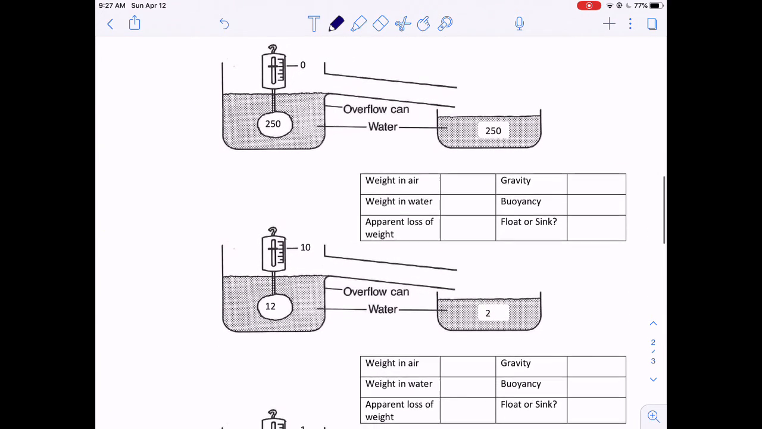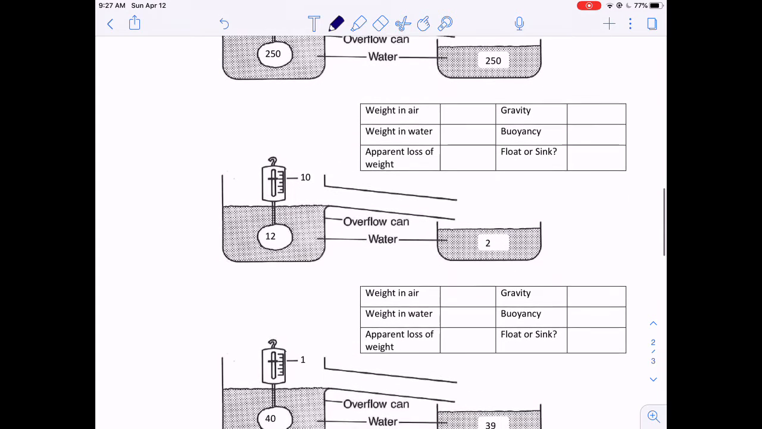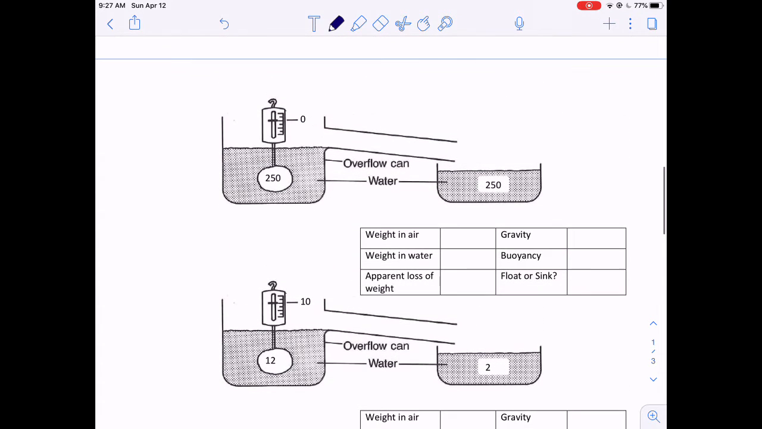All right, so for these, I'll give you some numbers and some scenarios here. And I usually always put the numbers in the table, then decide if it's sinking or floating. I'll do the first one with you. The weight in the air of the object is 250, and the weight in water is 0. If it weighs 0 while it's in water, the apparent loss is the total amount, 250. The gravity currently is 0, and the buoyancy is 250.